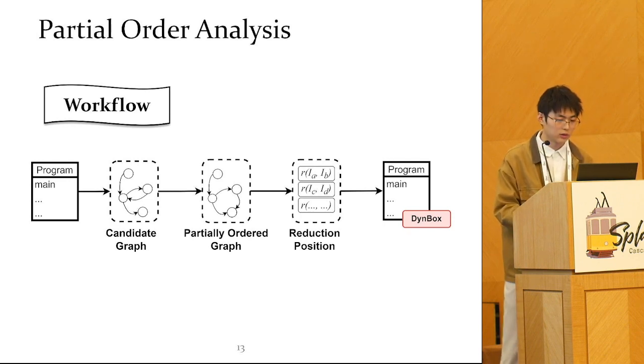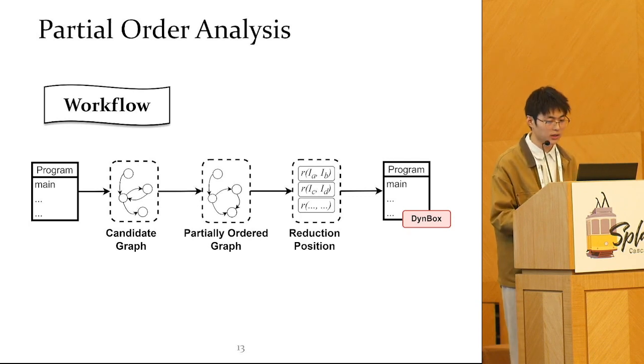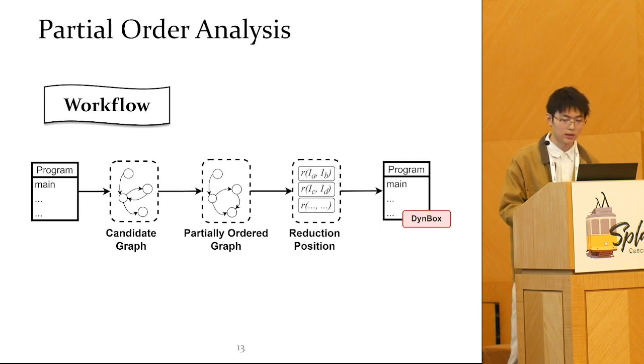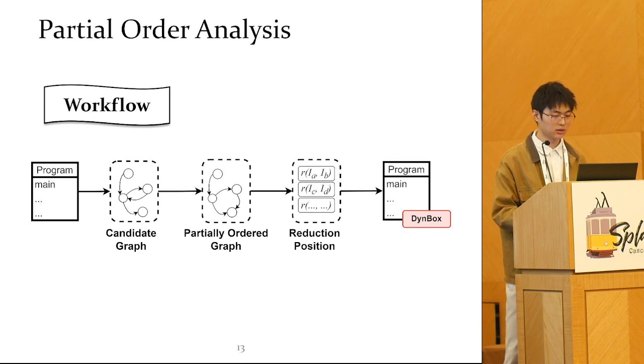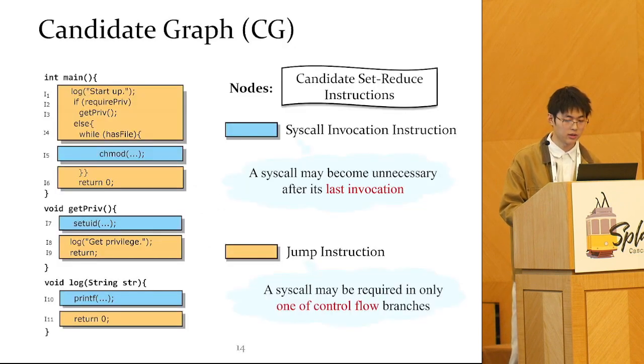In the workflow, the analyzer first builds a candidate graph according to the program's control flow. Then, it transfers the candidate graph to the partially ordered graph, on which it establishes the partial order relation of instructions. Next, based on the relation, the analyzer resolves the required syscall set and the reduction positions, finally constructing the sandbox with proper instrumentation. Next, I will introduce each step in detail.